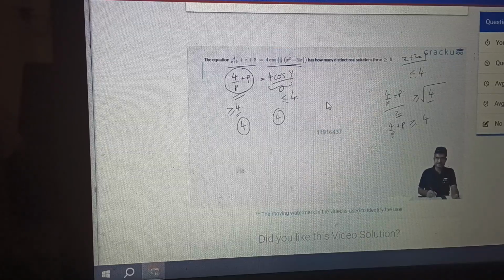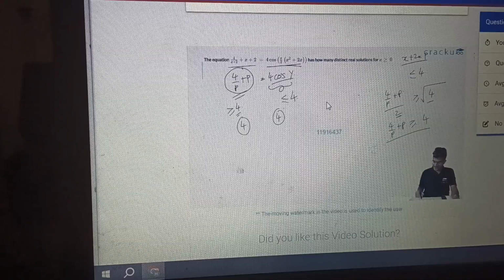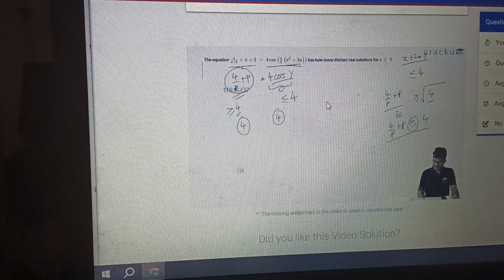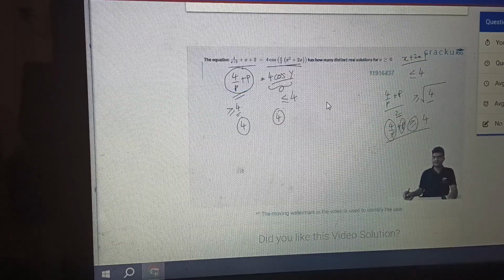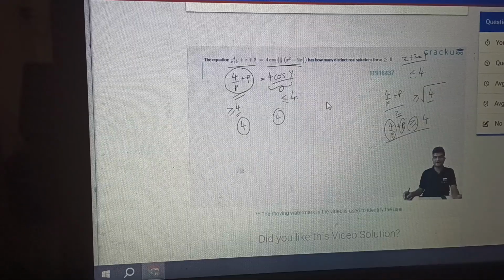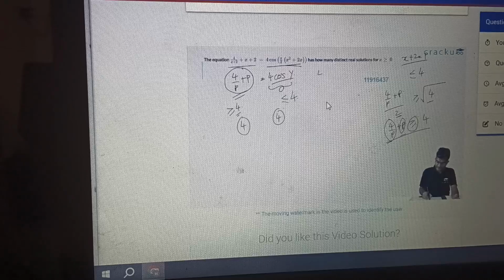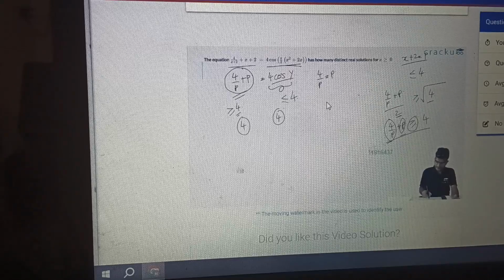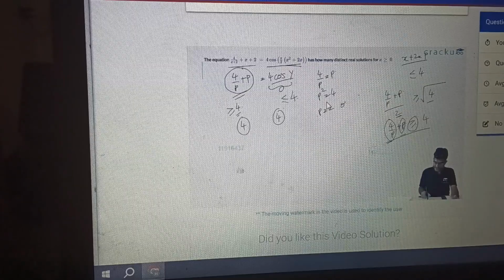So when is 4 by p plus p equal to 4? 4 by p plus p is always greater than or equal to 4, and this equality will occur only if 4 by p is equal to p. This is again arithmetic mean is greater than or equal to geometric mean. The equality will occur only if all the terms in the arithmetic mean are equal to each other. So you want 4 by p to be equal to p, or you want p square to be equal to 4, or p has to be either 2 or minus 2.